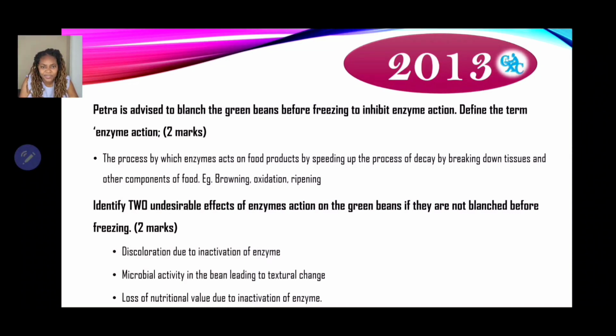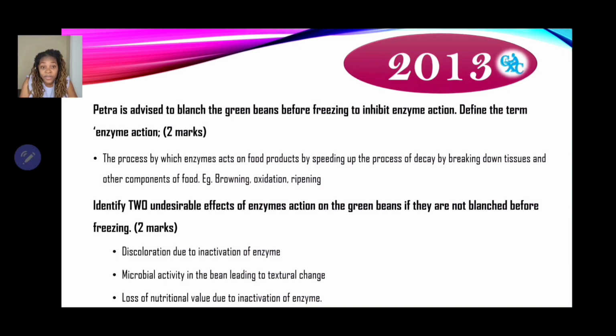Now, continuing with another aspect of 2013, Petra is advised to blanch the green beans before freezing to inhibit enzyme action. Define the term enzyme action. Good. Now, this is the process by which enzymes act on food products by speeding up the process of decay by breaking down tissues and other components of the food.